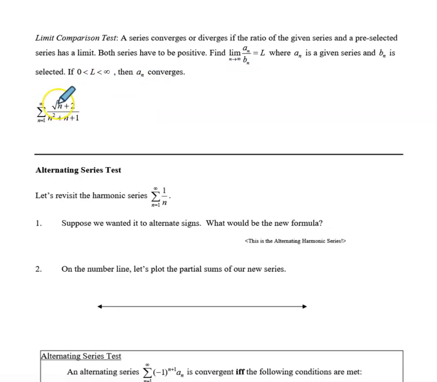Okay, so I would look at the ratio of those leading terms. I have n to the 1/2 over n squared. So my comparison series is going to be 1 over n to the 3/2, which, by the way, is a p series with p equals 3/2, which is greater than 1. So our comparison series converges.